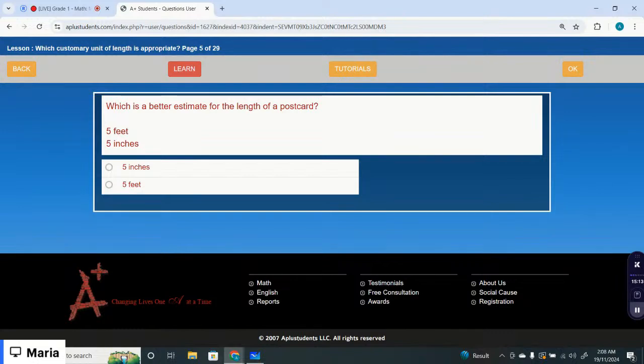Which is the better estimate for the length of a postcard? So, which is the correct option? The correct option is 5 inches. Option number one is the correct option.